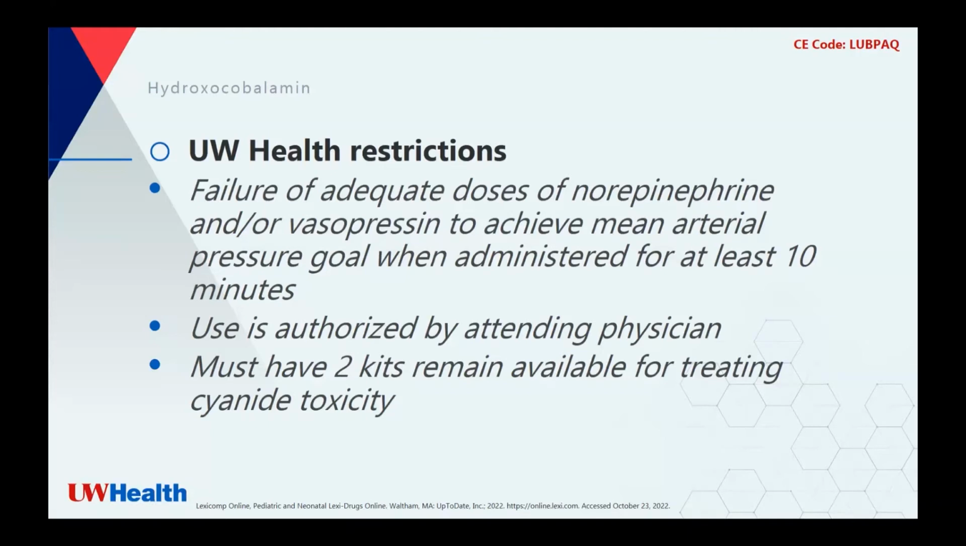And then we must have 2 kits always available in central pharmacy to be available for cyanide poisoning. So that's an emergency situation, not that vasoplegia isn't an emergency, you could say, but there are other options that we could use as well. So we always need to ensure that we keep 2 cyano kits in stock in central pharmacy.